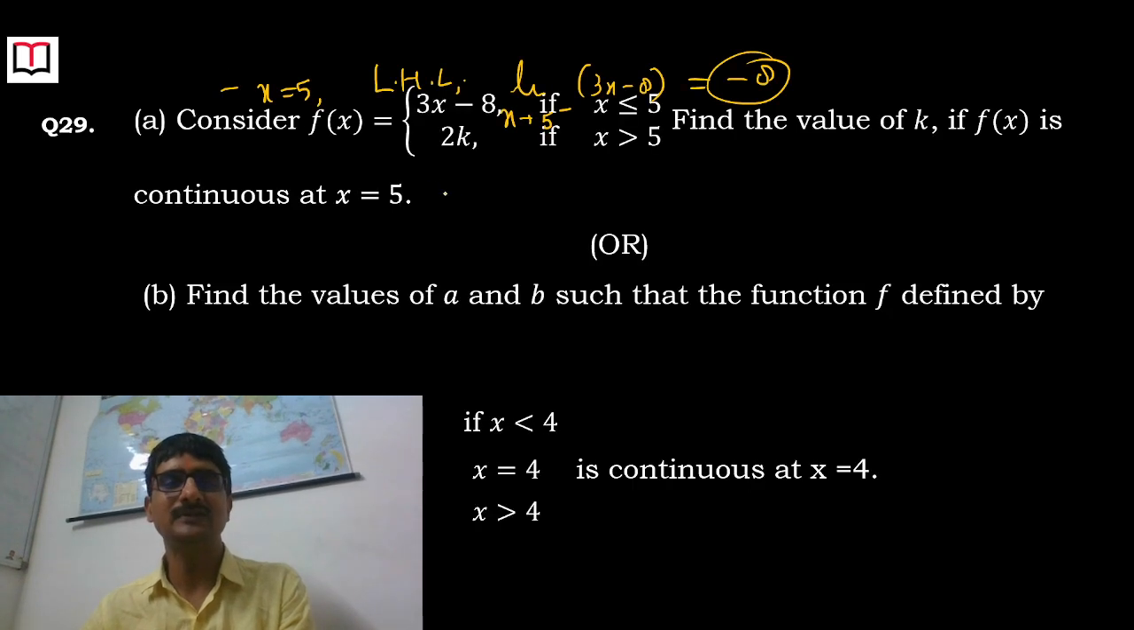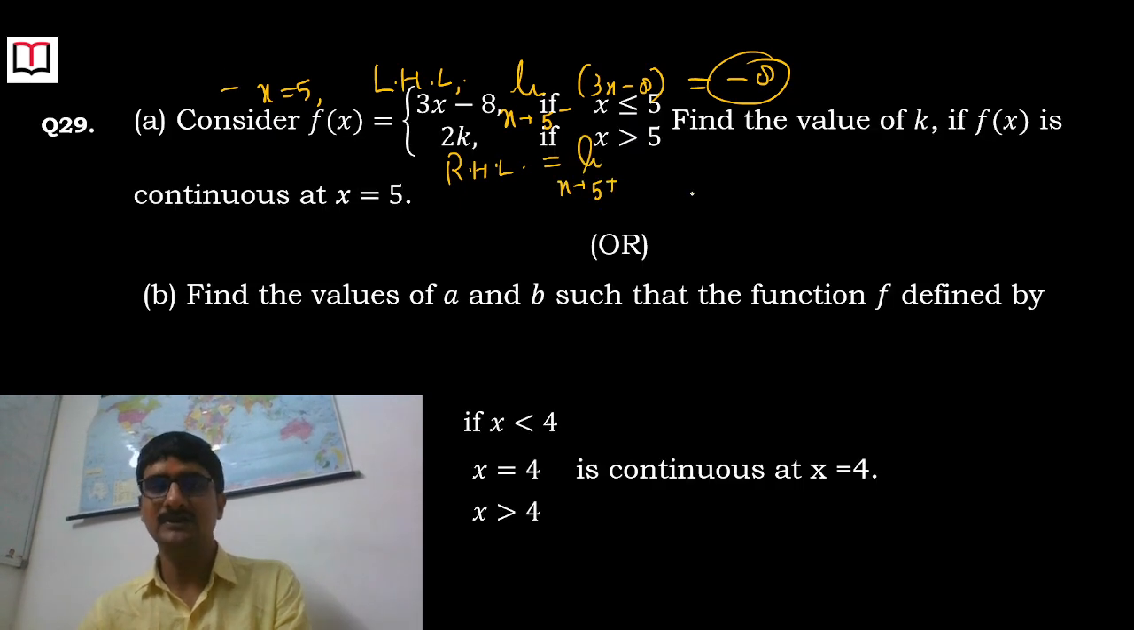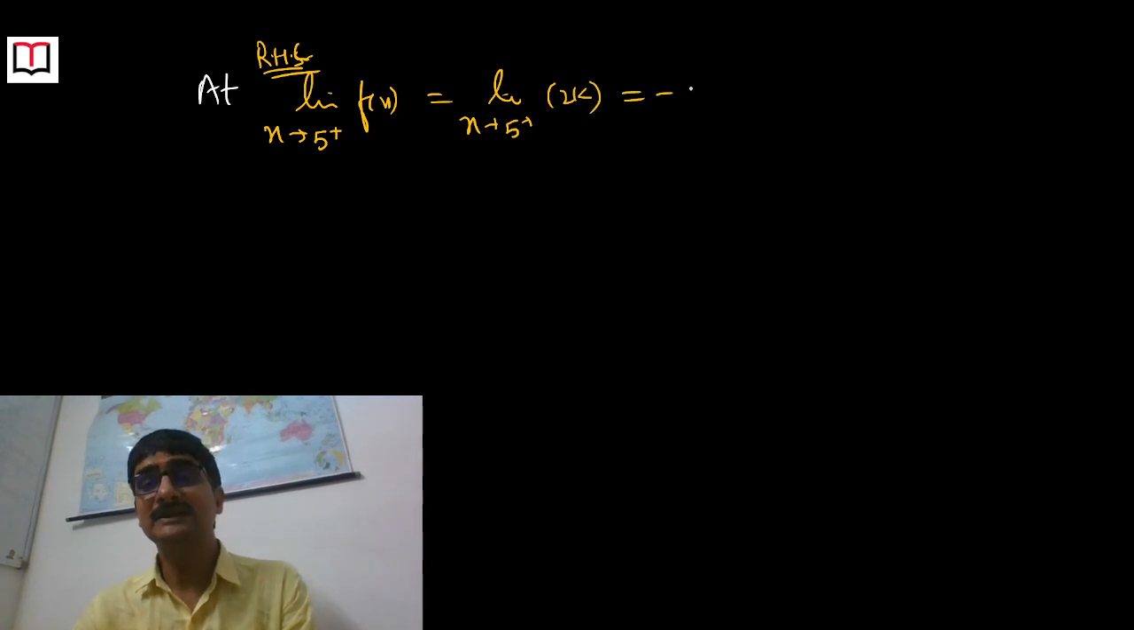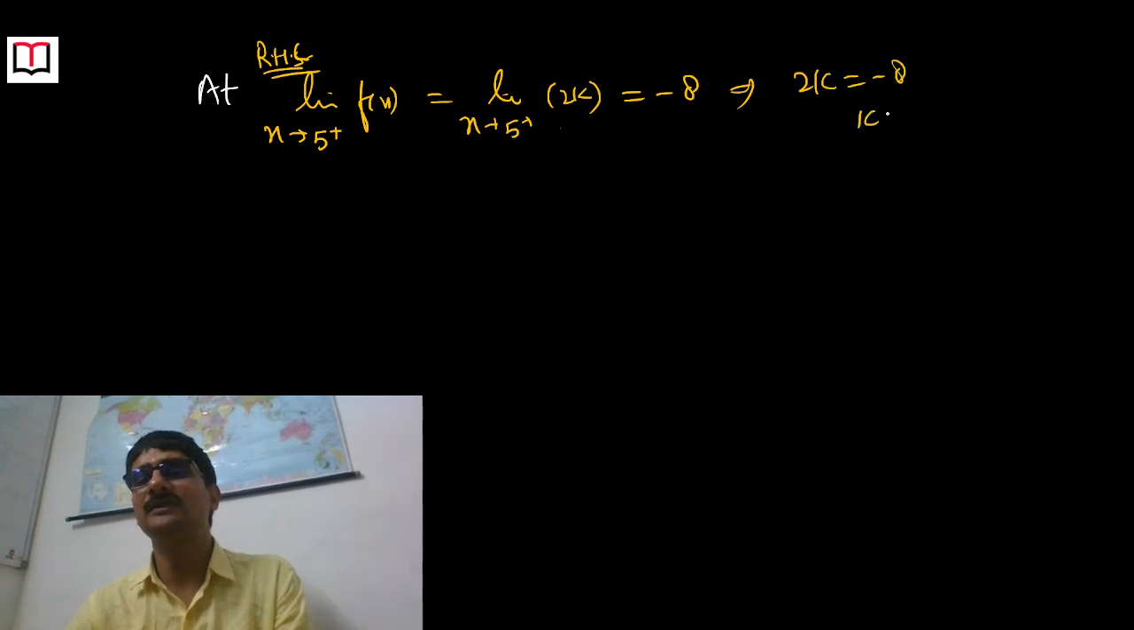So that's our LHL. RHL is the limit as x tends to 5 from the right hand side, and on the right hand side of 5 it's 2k. Okay, so it's gone. Very good. So LHL was minus 8, and you all saw that. And this has to be minus 8 since there's no x here, so 2k is minus 8, so k has to be minus 4.